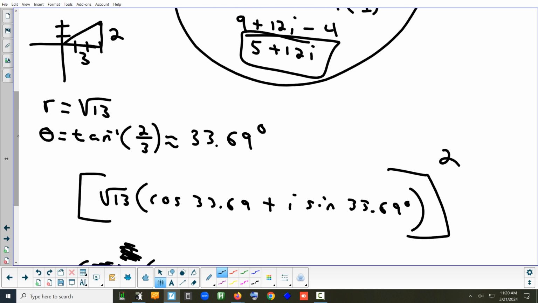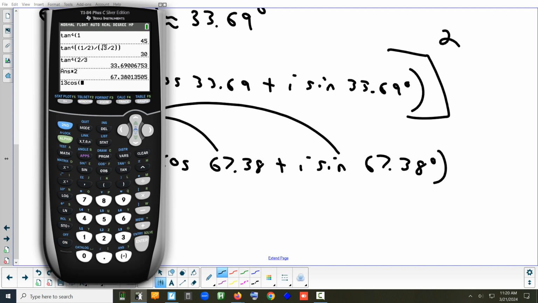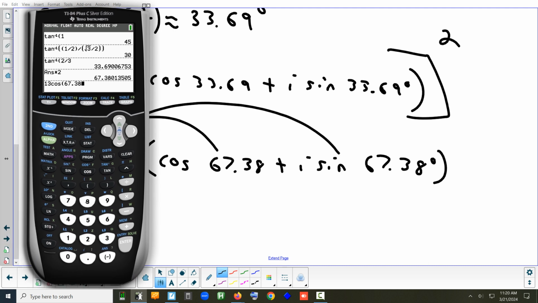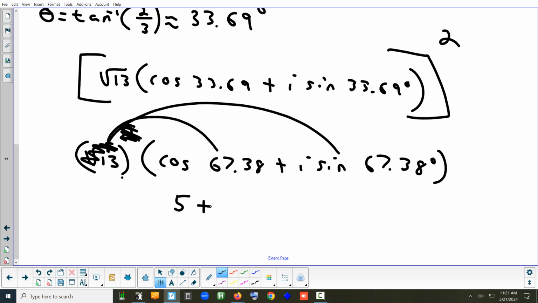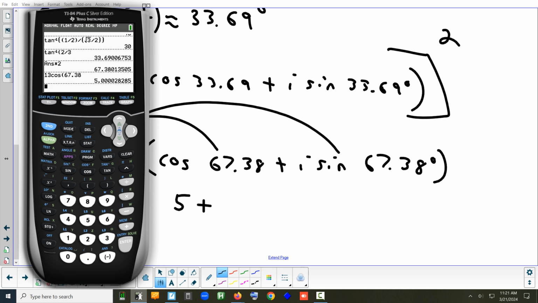It doesn't look like this one, because that's standard form. That's trig form. Well, take the 13, multiply it out, and that should give us exactly the same thing. Let's see. So 13 times the cosine of 67.38, basically 5. And what do you think I'm going to get when I do 13 times the sine of 67.38? I'm going to get 12, yeah, with an i. Okay, let's see. So 13 times the sine of 67.38, basically 12.